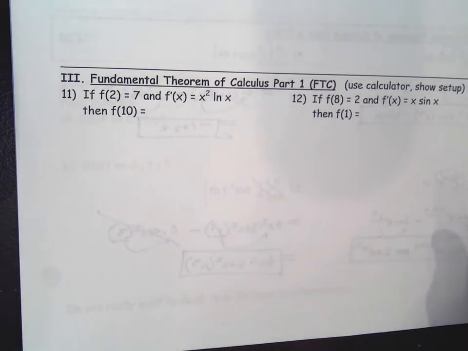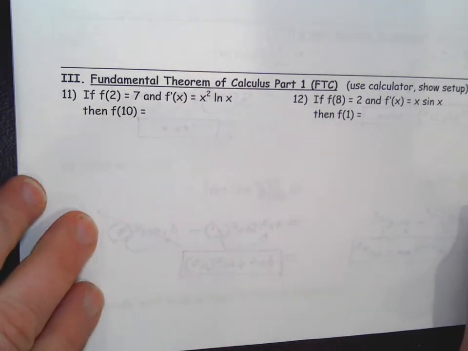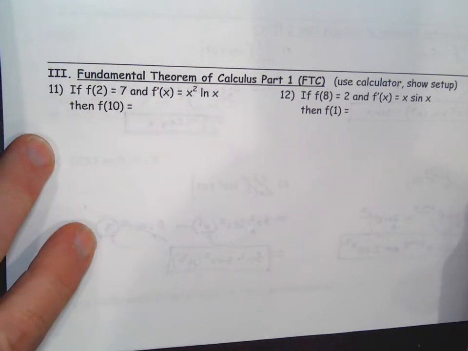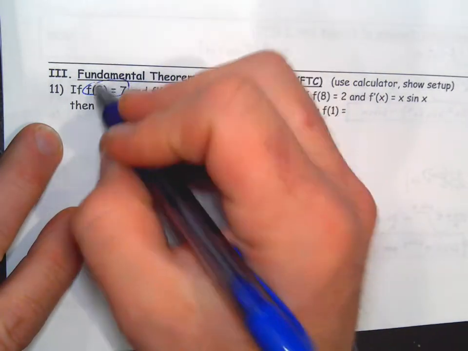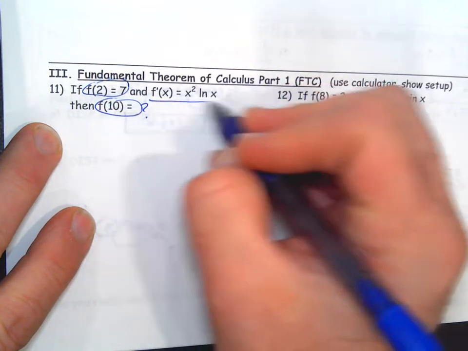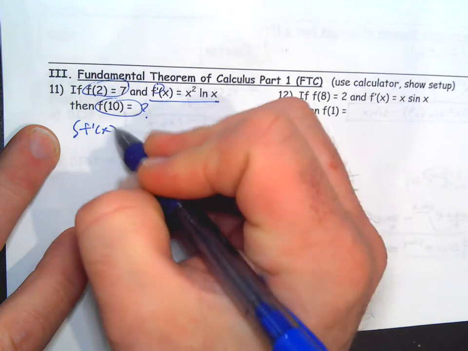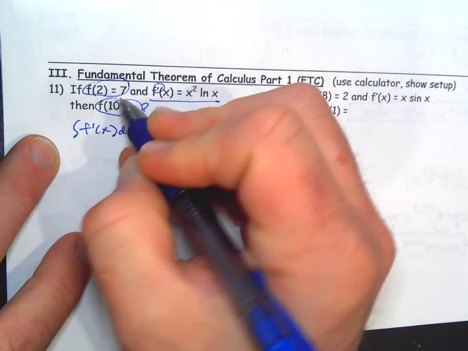Now here's a couple using fundamental theorem of calculus part 1 in a new way and using our calculators. One, just because we can, if they say we can, and two, because we probably couldn't do it without it a lot of times. So if I give you f of 2 is 7 and I want f of 10 and I have the derivative, then we know that if we integrate the derivative of a function, we get the original function. And if it's a definite integral, we plug in the limit.